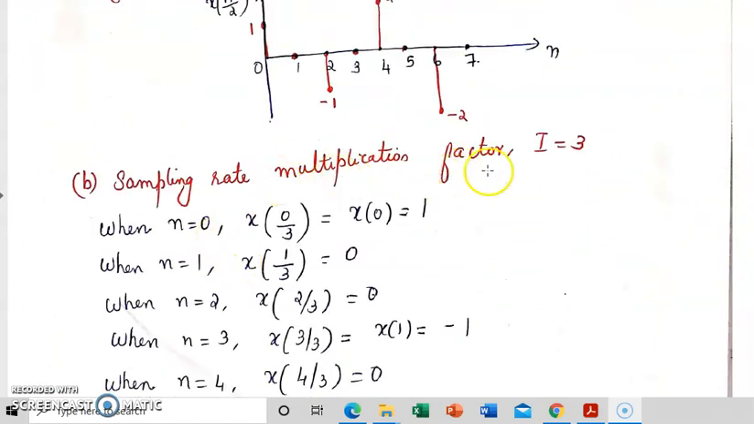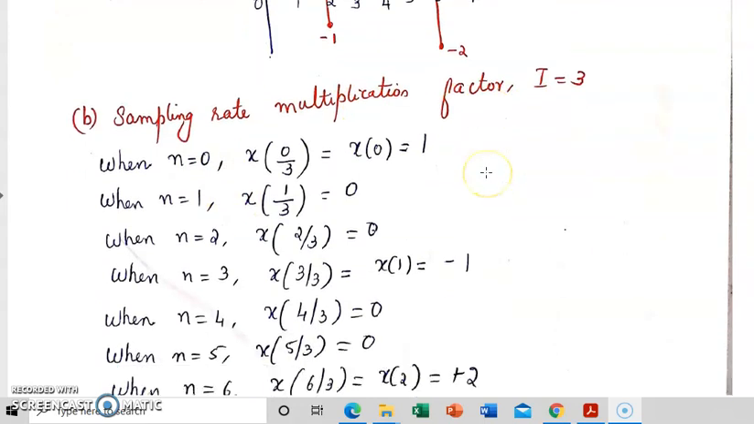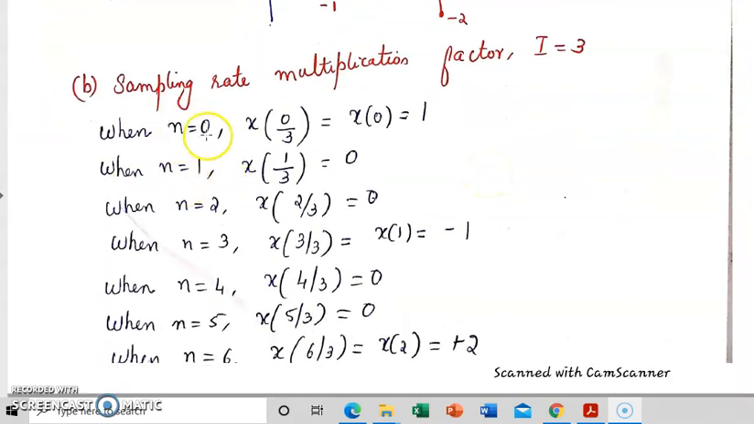Next is the sampling rate multiplication factor I equal to 3. So when I is equal to 3, the signal is x of n by 3. When n is equal to 0, we get x of 0, which is 1. When n is equal to 1, we get x of 1 by 3, which is 0. Then n equal to 2, x of 2 by 3, which is also 0. When n is equal to 3, we get x of 3 by 3, which is x of 1.